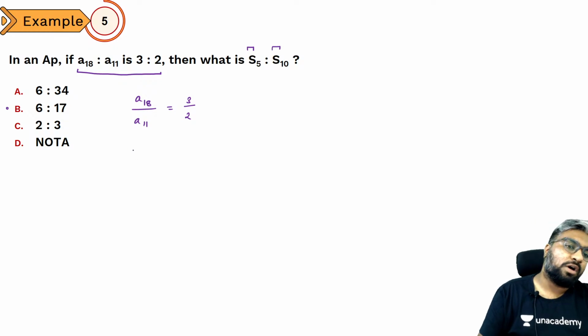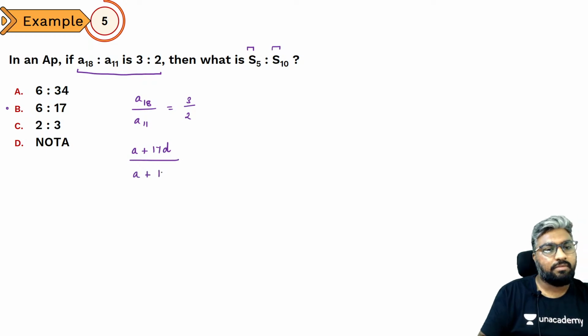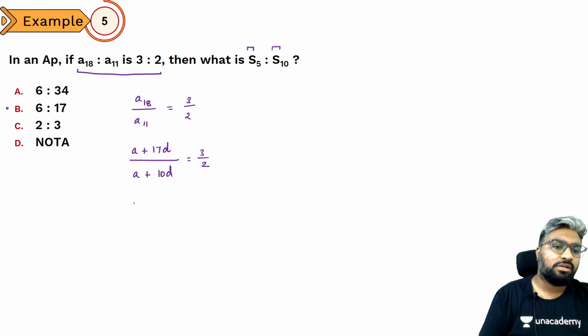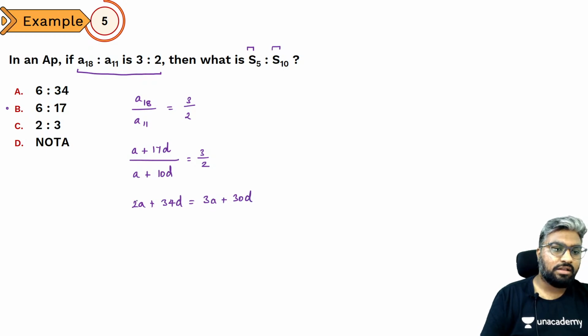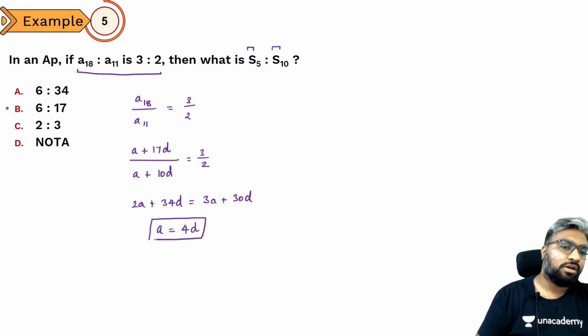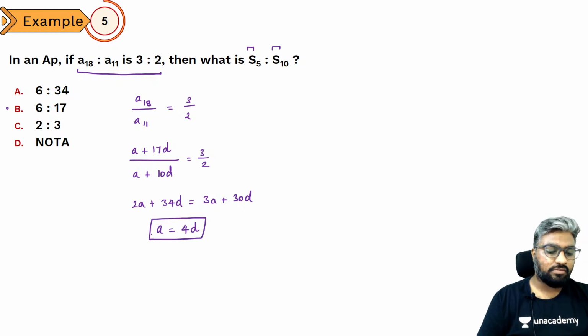18th term can be written as what? A plus 17 times the common difference. 11th term can be written as what? A plus 10 times the common difference, है ना? This is 3/2. Cross multiply, what will you get? You will get 2A plus 34D is equal to 3A plus 30D. If you solve this, you will get 3A minus 2A, 34D minus 30D is 4D. A is equal to 4D. This is what you're getting from the first given scenario. Make sense?